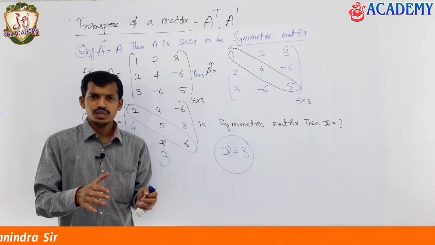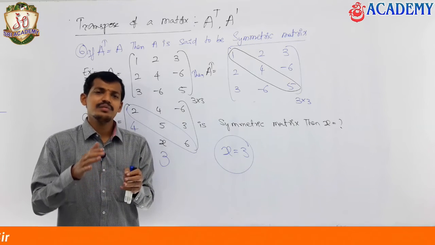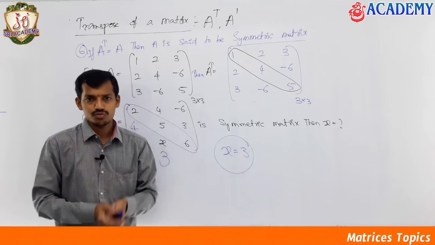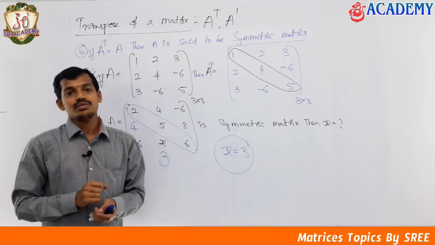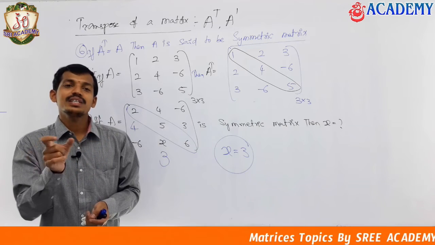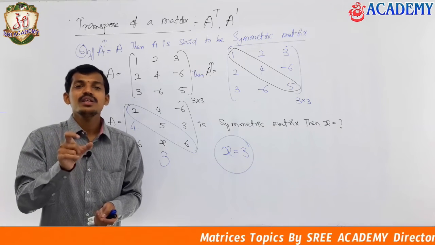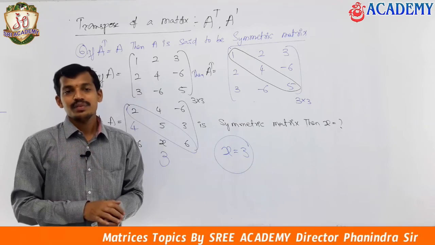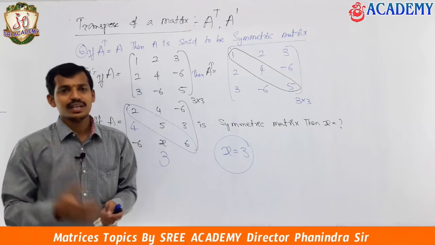We can say it like this: if on interchanging the row number and column number of an element we get the same element again, then it is called a symmetric matrix. We can write the statement like this. That is, in a symmetric matrix, by interchanging the row number and column number of an element, you are always going to get the same element. Like that we can write.